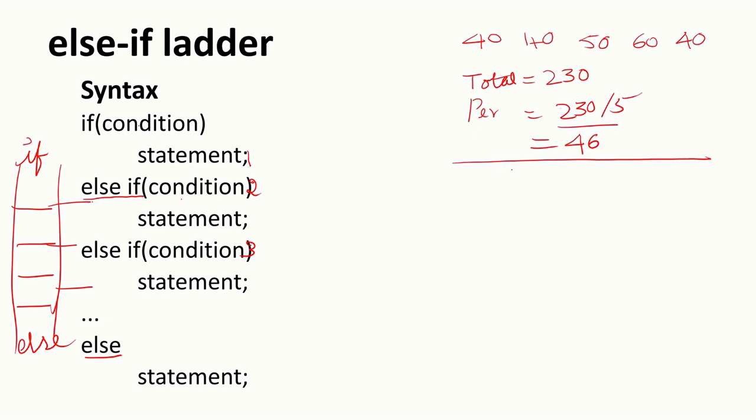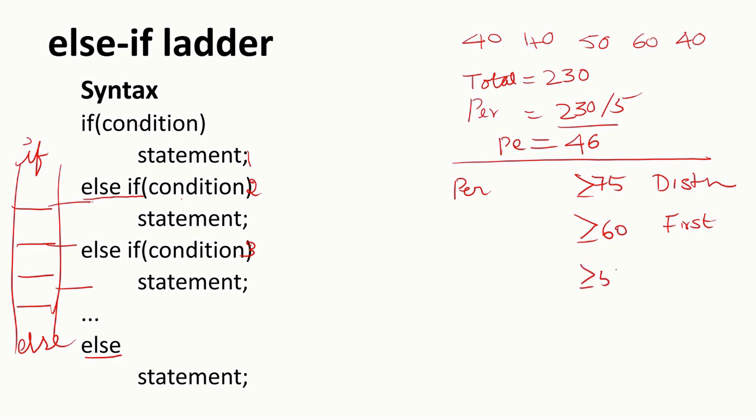You can say, if the percentage is greater than 75, we say distinction. And if it is greater than or equal to 60, we say it is first class. So you can have your own slab.